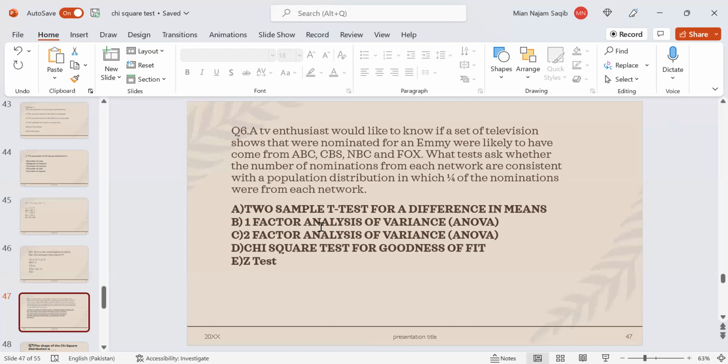A, two-sample t-test for difference in means. B, one-factor analysis of variance ANOVA. C, two-factor analysis of variance ANOVA. D, chi-square test for goodness of fit. Or E, z-test. D. Yes, the answer is D.